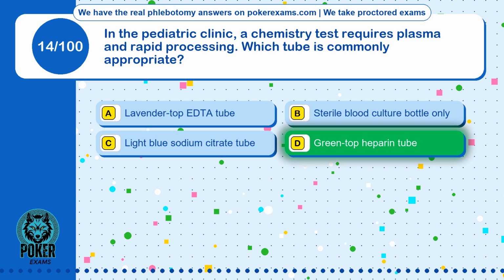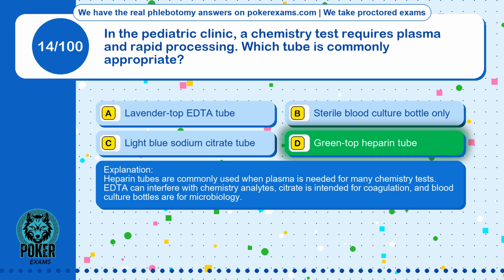Green top heparin tube. Heparin tubes are commonly used when plasma is needed for many chemistry tests. EDTA can interfere with chemistry analytes, citrate is intended for coagulation, and blood culture bottles are for microbiology.